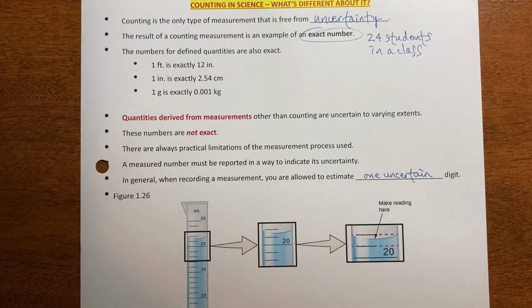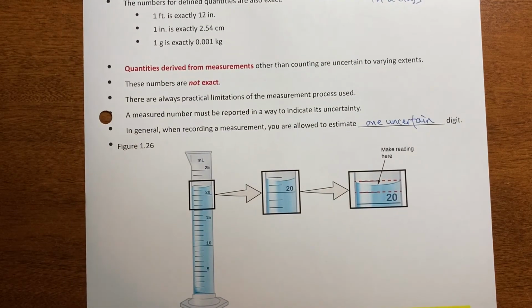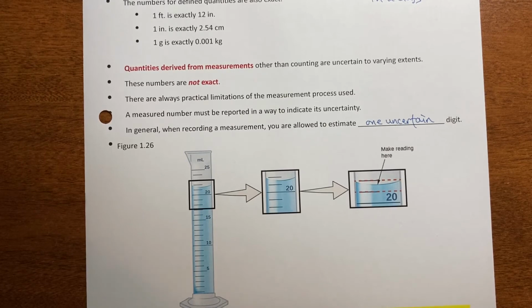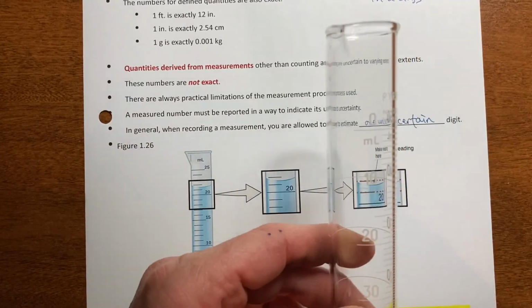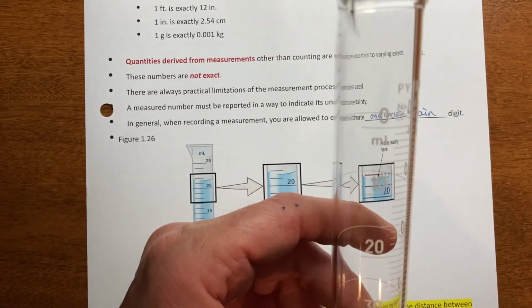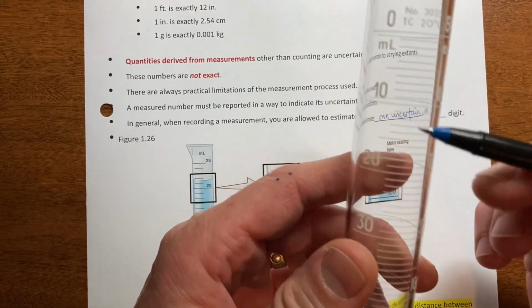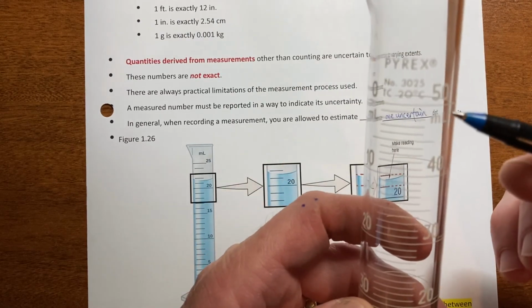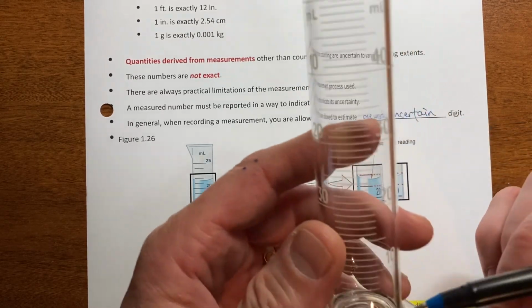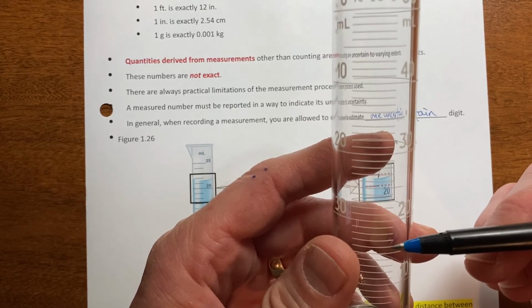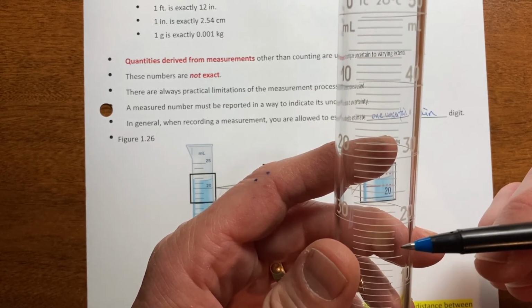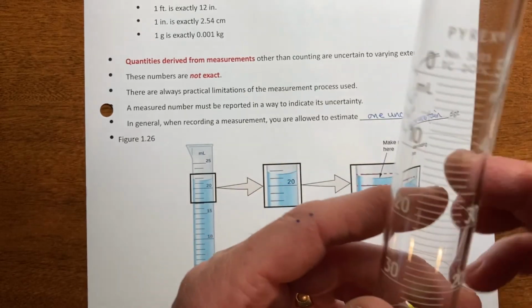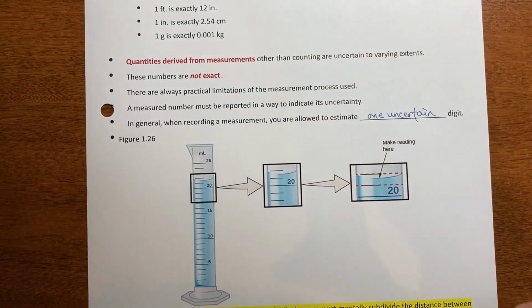So for instance, this figure in your textbook, figure 1.26, if you're reading the volume of water in a graduated cylinder. Now, a graduated cylinder looks like this. It's a piece of glassware, and it just has calibrations or divisions on it called graduations. This is a 50 mL graduated cylinder, and each one of these little marks corresponds to 1 milliliter. And so you actually have to estimate to the tenths place with this device.